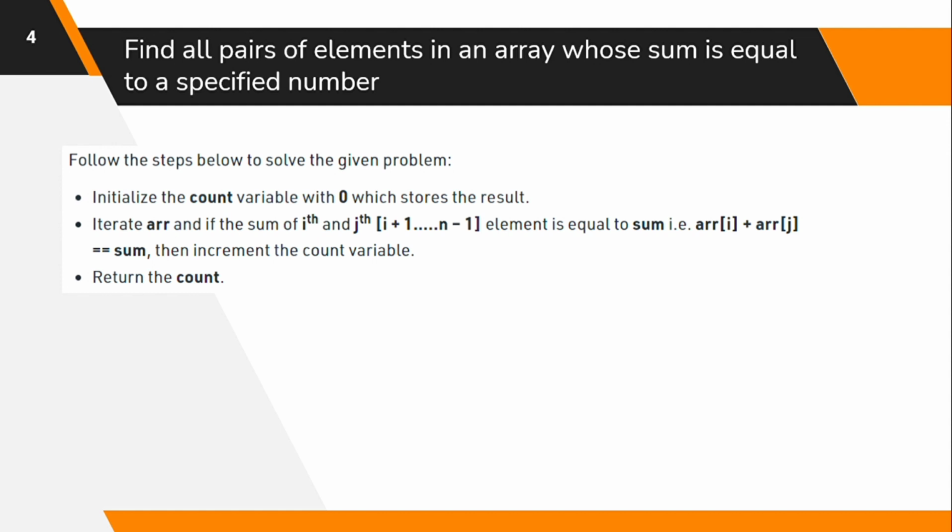We have two steps to solve the given problem. The first step is to initialize the count variable with 0, which stores the result. The second step is to iterate the array, and if the sum of the ith and jth element is equal to sum, that is, arr of i plus arr of j is equal to sum, then increment the count variable. And the last step is we return the count.